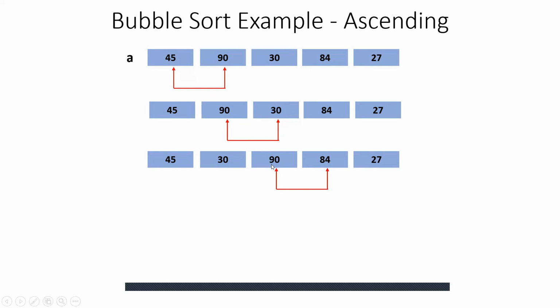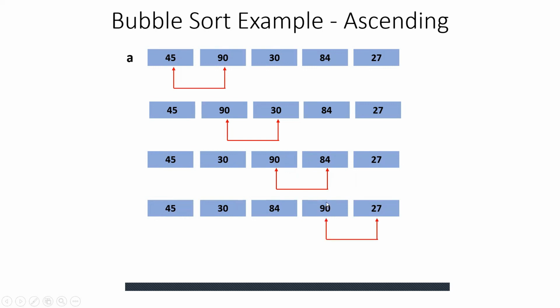Similarly, following on, we would now compare index 2, which is right now 90, with 84. Are they in the correct order? No, 84 should be before 90. So we would swap them, and hence 84 will come at index 2 and 90 will go to index 3. And 27 remains as it is. Continuing on, we need to now compare index 3, this element, with the last element. Again, 90 and 27 are not in the correct order. So the first 3 elements remain as they are, 27 would come first and then 90 would come afterwards.